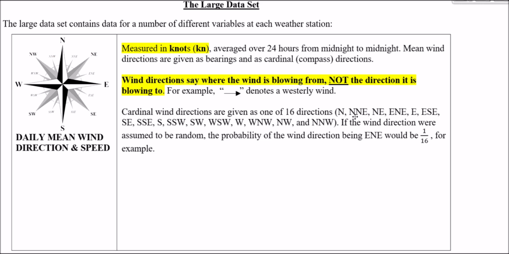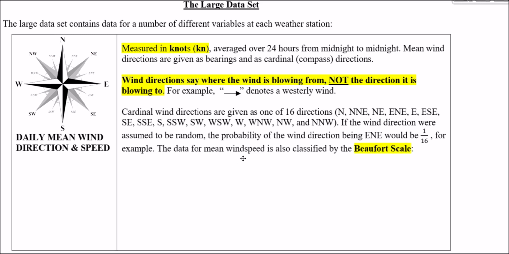North, NNE is north-northeast, NE is northeast, and so on. You can read them yourself, so spare me just reading them all for you. If the wind direction were assumed to be random, you could say that the probability of a wind direction being east-northeast, for example, would be 1/16.